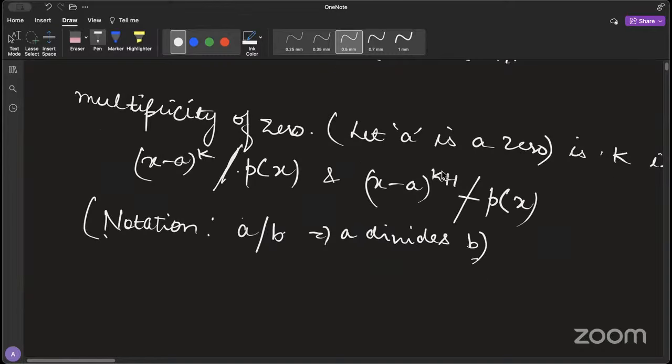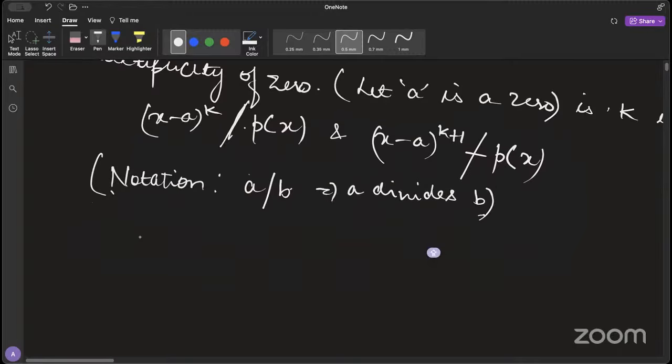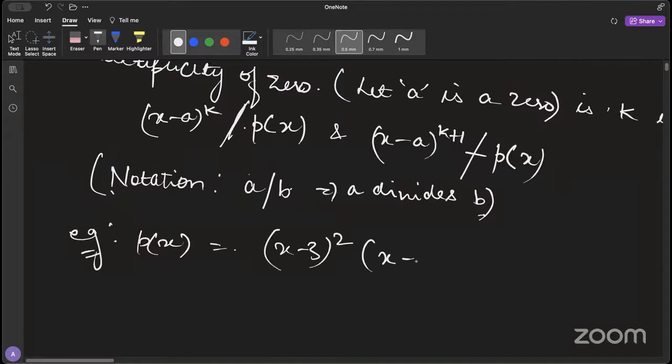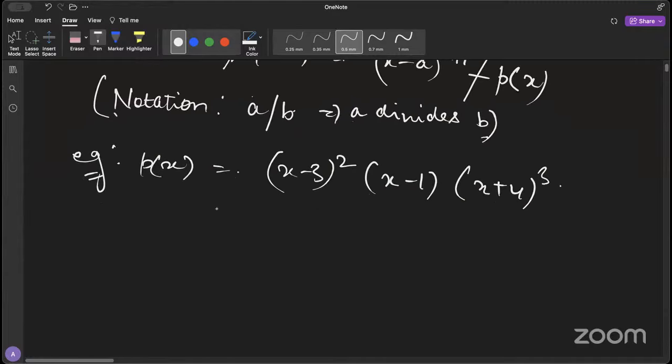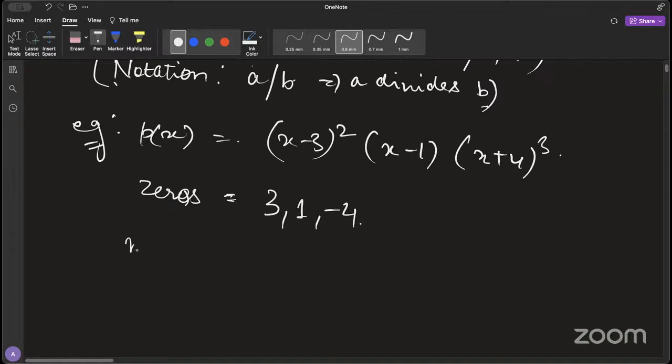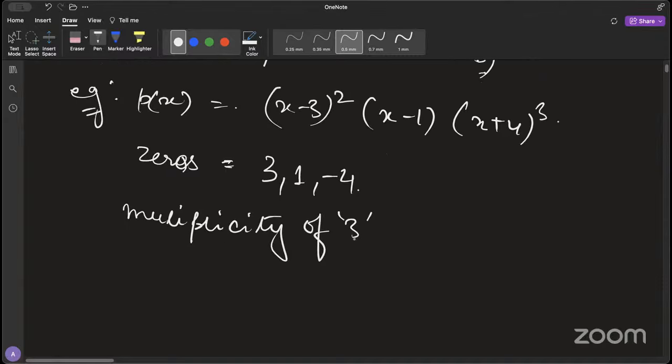So for multiplicity of zeros, let's say you have p(x) equals (x minus 3) squared, (x minus 1), and (x plus 4) cubed. Then we know what the zeros of this polynomial are: 3, 1, and minus 4. Now let's see the multiplicity. So the multiplicity of 3, as 3 is a zero of p(x).